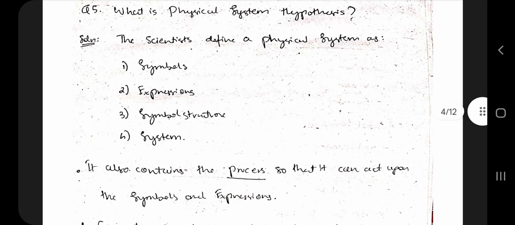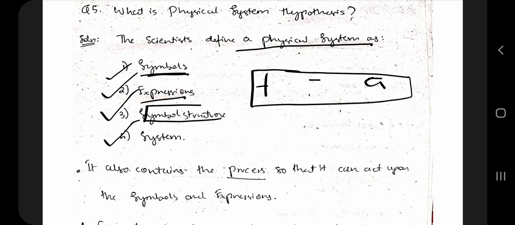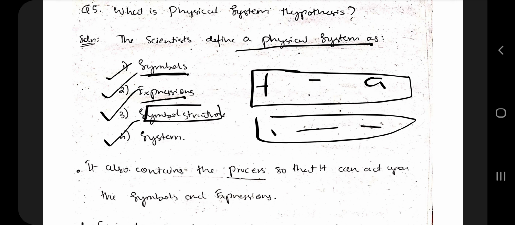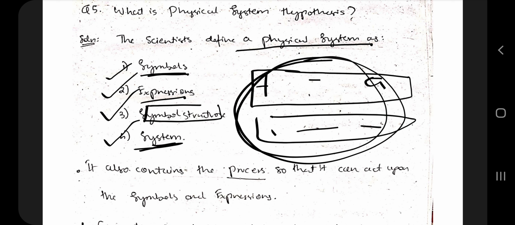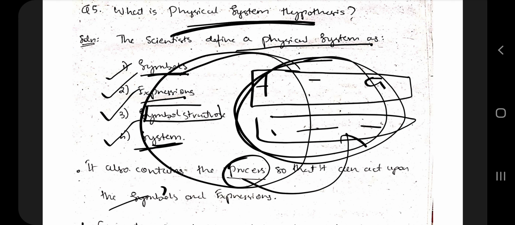Okay, so the scientists define a physical system as symbols, expressions, symbol structure, and system. Symbols are the smallest things, like plus, minus, and any letter or any number. An expression is the thing which is formed from these. A symbol structure is nothing but a group of expressions, and all the things exist in a system. And we apply processes so that you can act upon the symbols and expressions. So that is what the physical system hypothesis is. It consists of all these things and the actions as well.